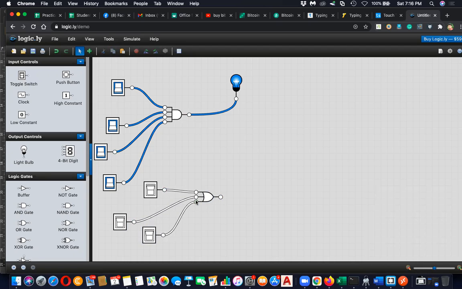You can also do this with me, even though you are joining on a mobile phone. Still, you can go to logic.ly/demo and do this practical with me.